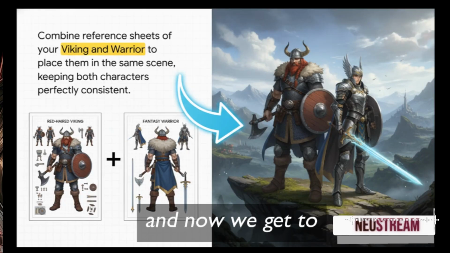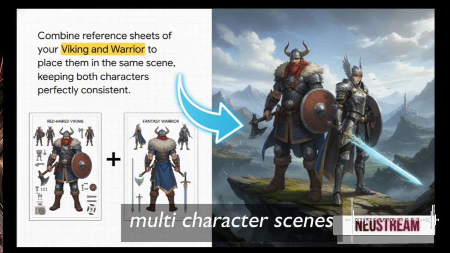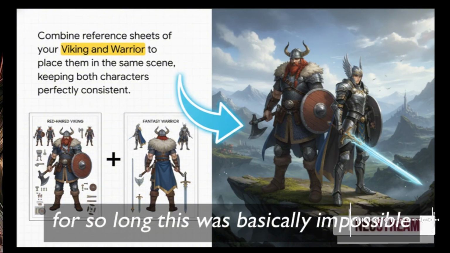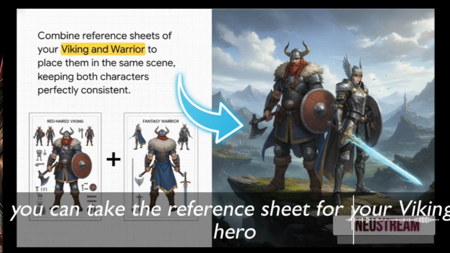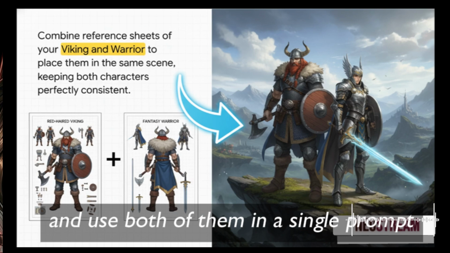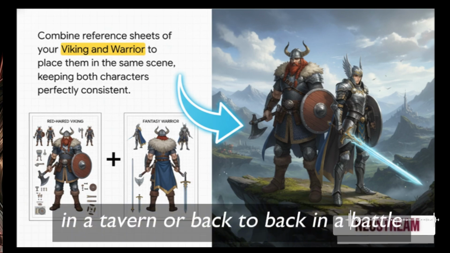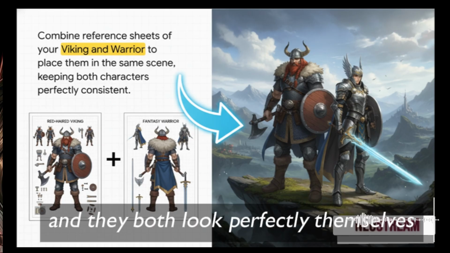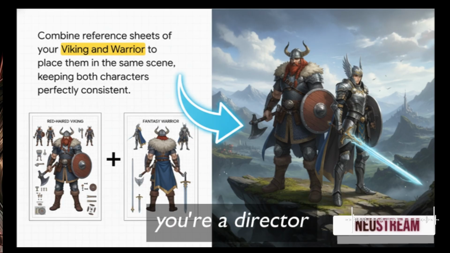And now we get to what has always felt like the holy grail of AI art, multi-character scenes. For so long, this was basically impossible. But now you can take the reference sheet for your Viking hero and the sheet for your fantasy warrior and use both of them in a single prompt. You can finally have them stand side by side in a tavern or back to back in a battle, and they both look perfectly themselves. At this point, you're not just a creator anymore, you're a director.